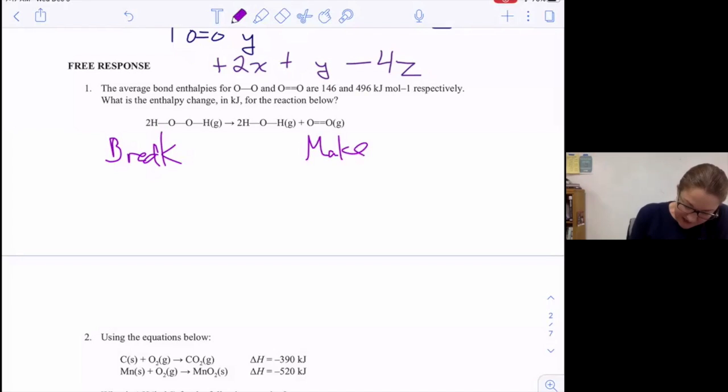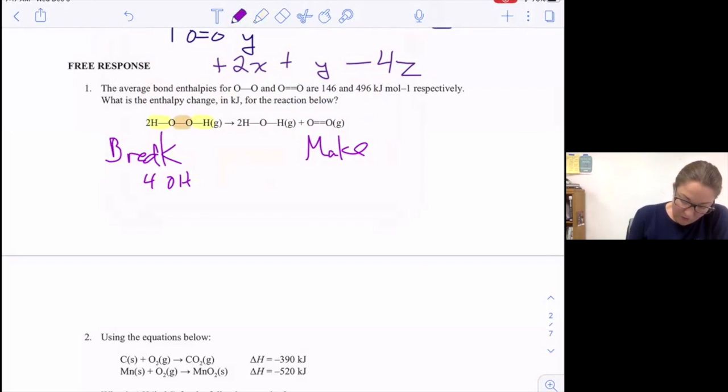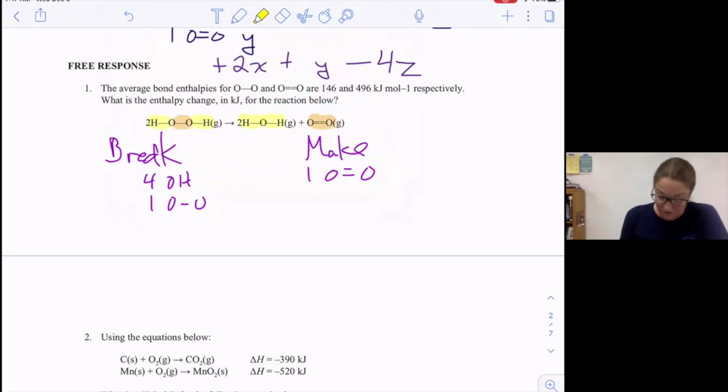If I look at what I'm breaking here, I have O-H bonds. I have 2 molecules of it, so I'm going to break 4 O-H single bonds. And I'm going to break 1 O-O single bond. If I look at what I'm making, I'm making an O=O double bond, and I'm also making 4 O-H single bonds.